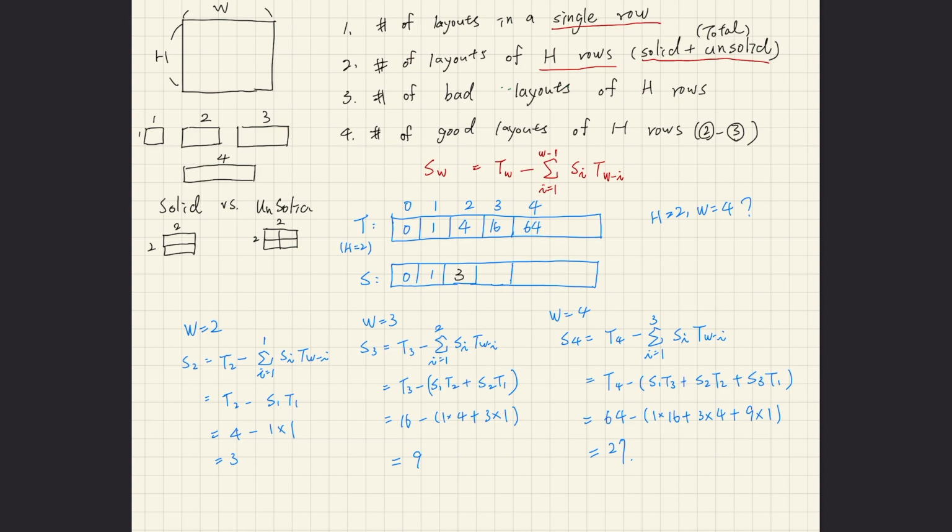After we finish the width of 2, we can go to width of 3. So with this formula again, S3 equals T3 minus the bad layout summation, where I goes from 1 to 2. The 2 comes from 3 minus 1. So we have T3 minus S1 T2 and S2 T1. T3 is now 16, S1 T2 is 1 and 4, and S2 T1 is 3 and 1, so the answer is 9, so we can put 9 here.